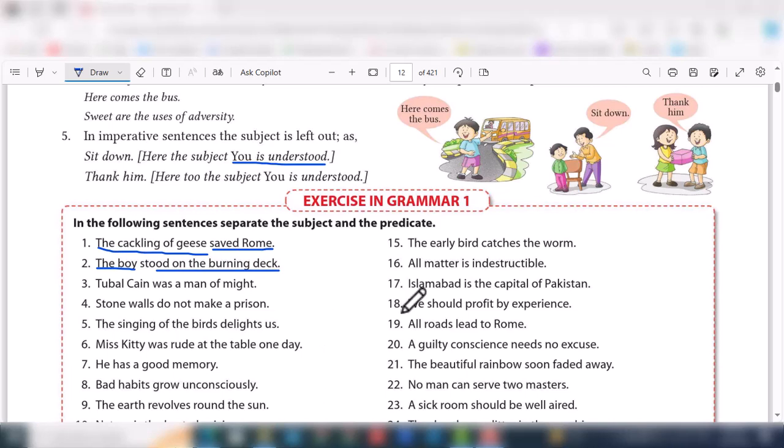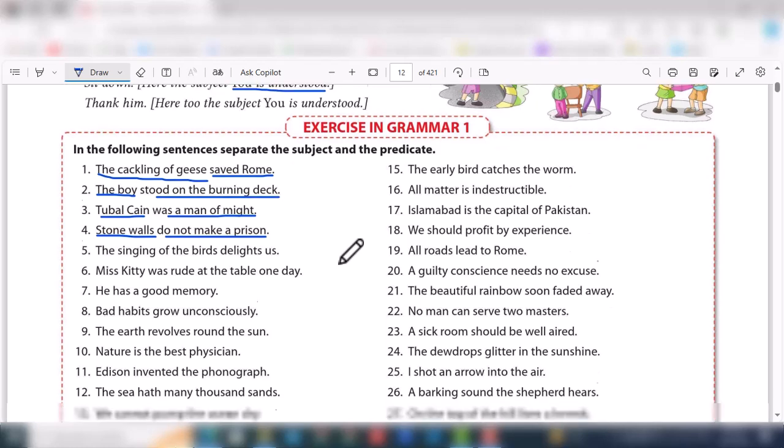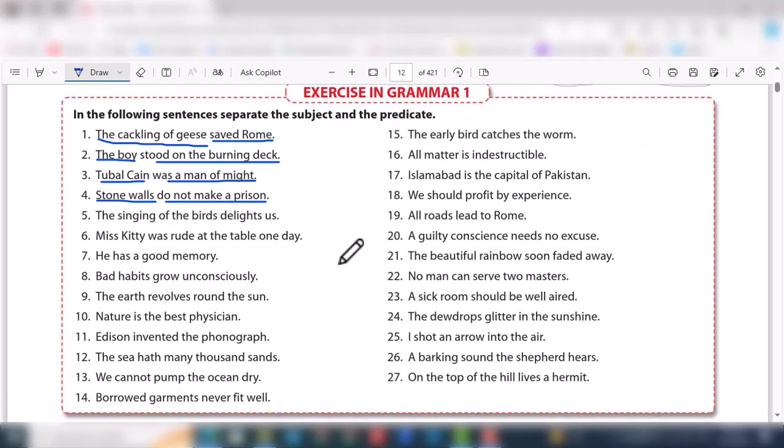Let's see another sentence, with a helping verb, or we can say a linking verb: Kubla Khan was a man of might. This part is the subject, and from was onward we can say this is the predicate. Again, the stone walls do not make a prison. This is a negative sentence. So we can say the stone walls is the subject, and do not make a prison is the predicate. These are the two parts: the first part is the subject and the second part is the predicate. So these are some sentences in which we can identify all these.